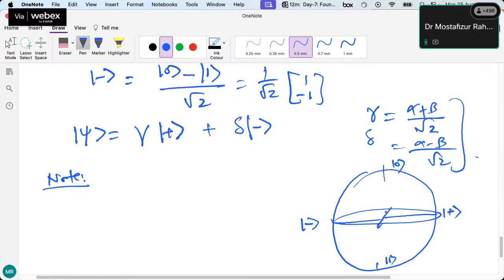So there are other bases also, like the clockwise basis and anti-clockwise basis, that is also there. So I'm not covering that part. That is like another pole in the equator.